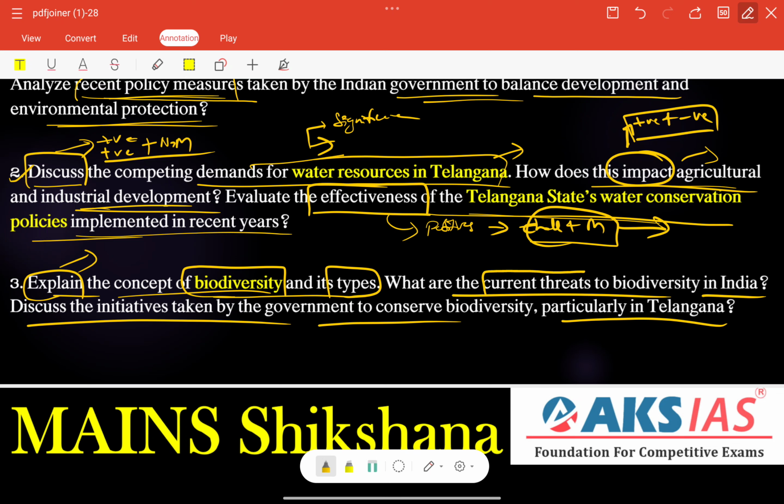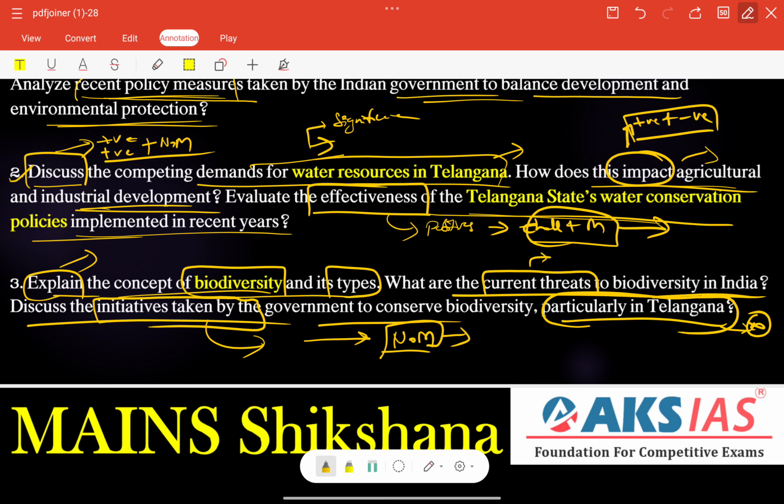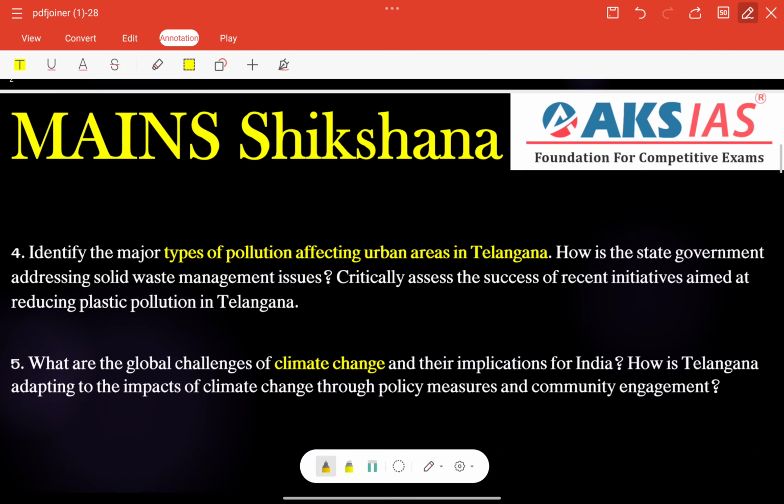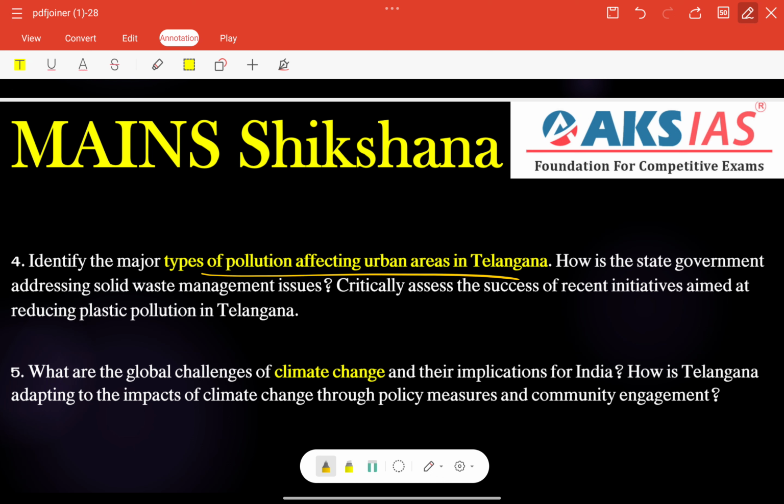What are the current threats? These are the challenges here, biodiversity in India. Discuss the initiatives taken by the government to conserve biodiversity, particularly in Telangana, is a very important keyword, right? So initiatives already taken by the government, right? Before the conclusion we also need to provide some needed measures, right? So that needs to be included here. Next, coming to the fourth question, this is the one we are discussing in detail in this particular video.